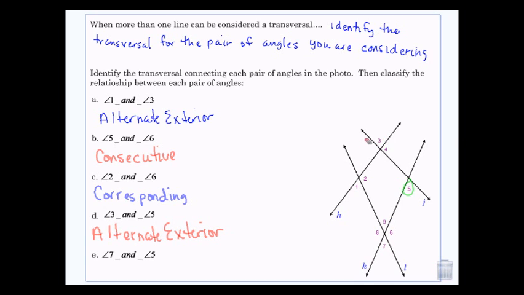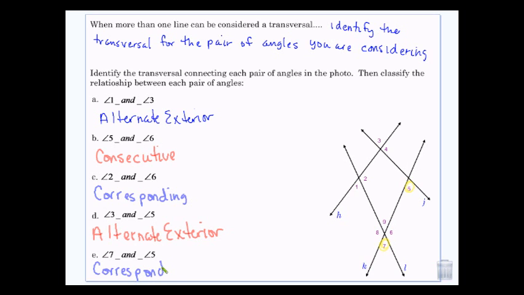And then finally, my last pair for this set are 7 and 5. Here's 7, here's 5. So these are the 2 lines being intersected. K becomes a transversal again. And you see how they're in the same position, kind of like in the X? They're both in the bottom of the X. So since they're in the same position, they're corresponding.